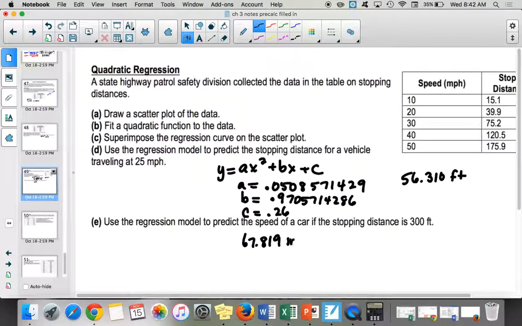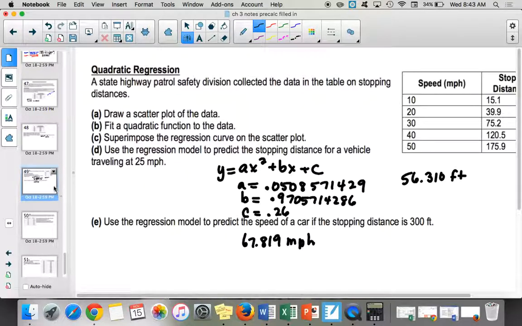Did you guys get that? Yeah, and I guess that makes sense because it's a quadratic model, right? So the stopping distance gets pretty long for every little amount that you're going to the right. Okay, does this make sense? You guys still feeling good about this?